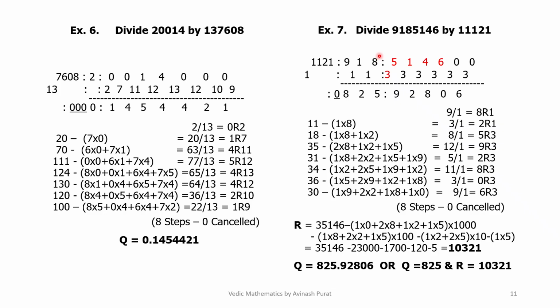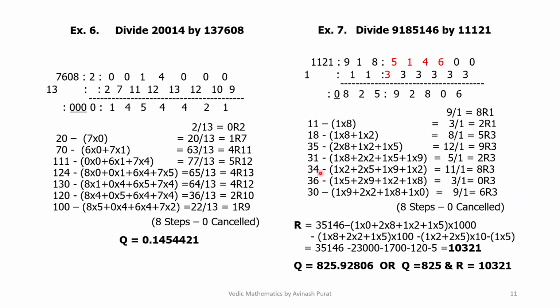Now 18 is the next dividend, minus 1 into 8 plus 1 into 2, that is 8 divided by 1 equals 5 quotient and 3 remainder. 35 is the next dividend, minus 2 into 8 plus 1 into 2 plus 1 into 5, that is 12 divided by 1 equals 9 quotient and 3 remainder. 31 is the next dividend, minus 1 into 8 plus 2 into 2 plus 1 into 5 plus 1 into 9, that is equal to 5 divided by 1, which gives us a quotient of 2 and remainder 3.